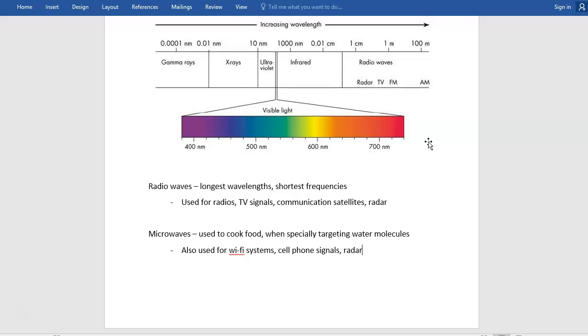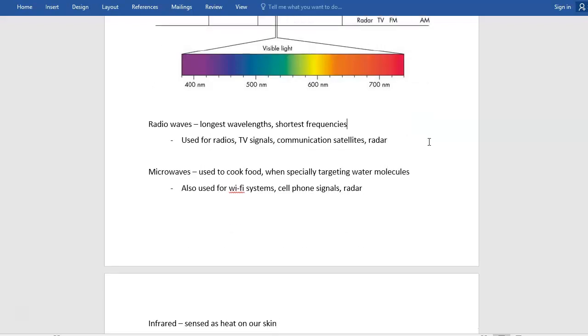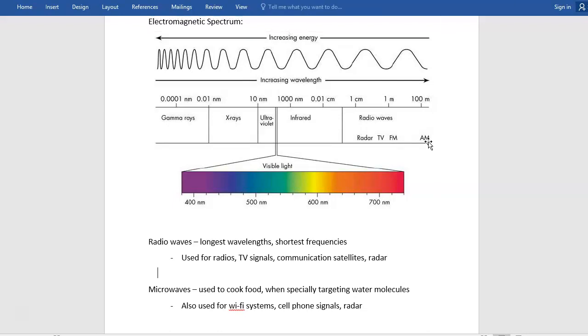So it's all under control from the government just to prevent a lot of people using the same areas and causing interference with one another. Okay, microwaves.